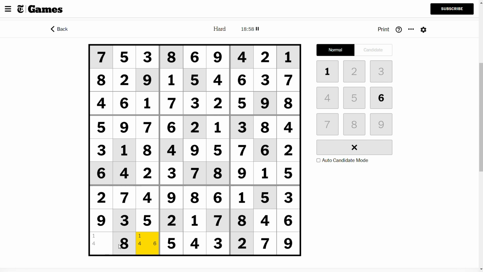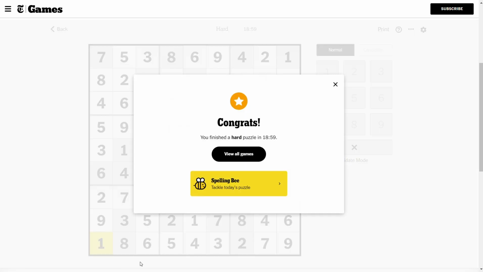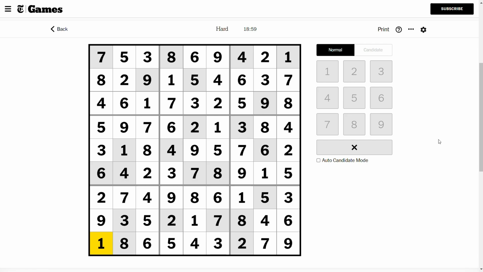Okay, this Sudoku puzzle is complete. Alright, I finished today's New York Times Hard Sudoku in just under 19 minutes. Alright, so I would say this is just the right difficulty. It might be hard if you don't see some of the key spots, which are quite important.